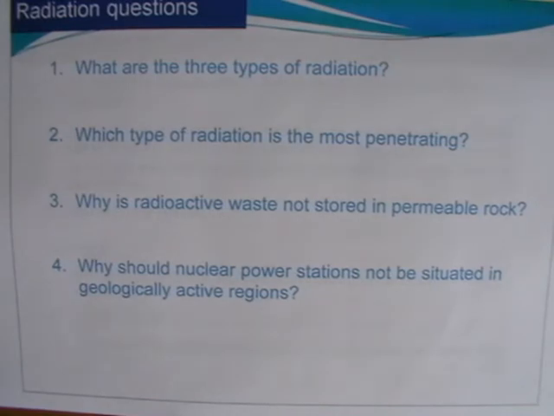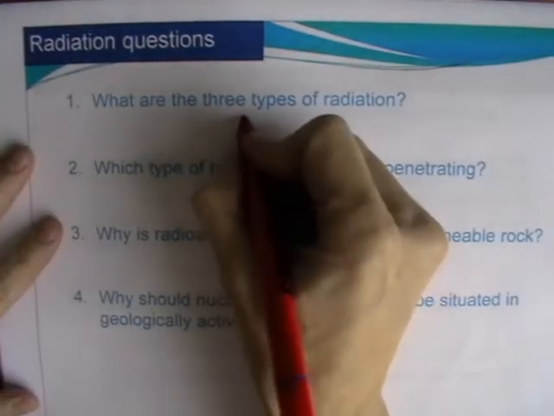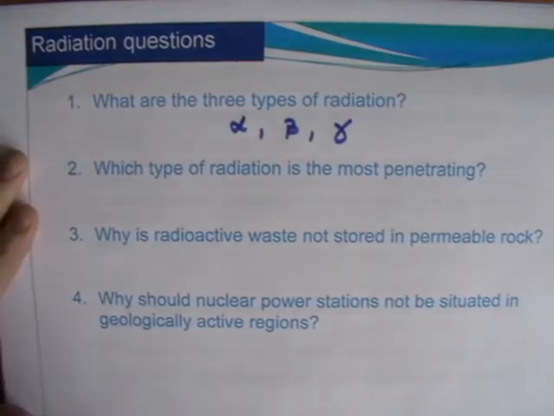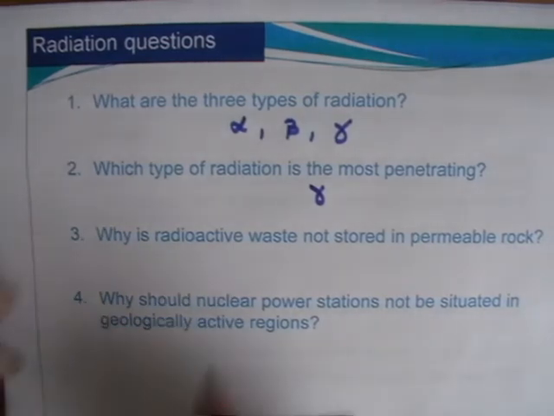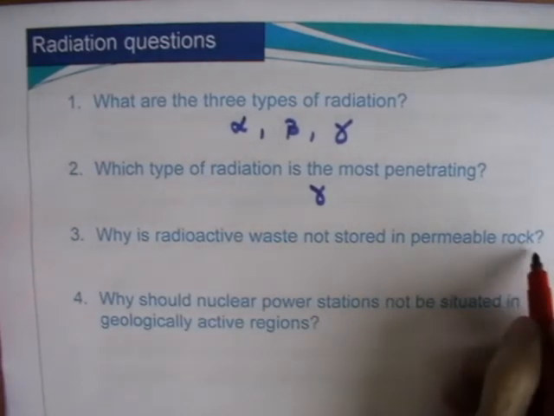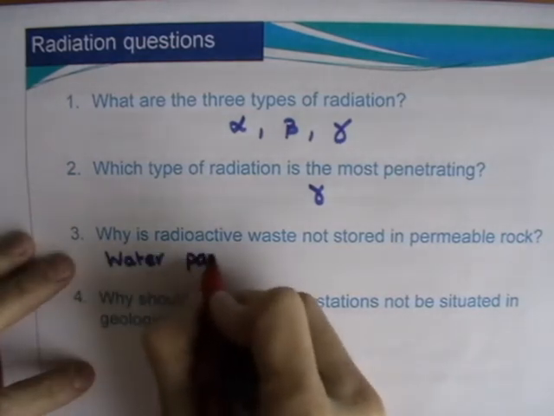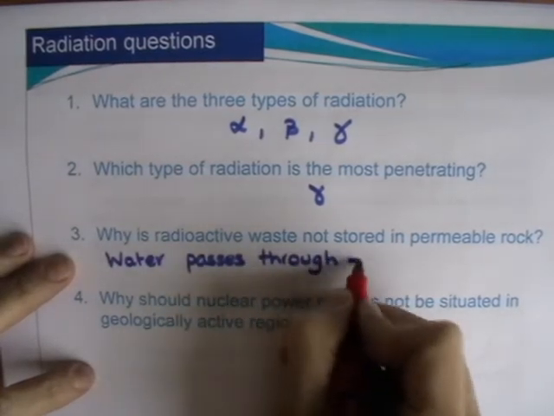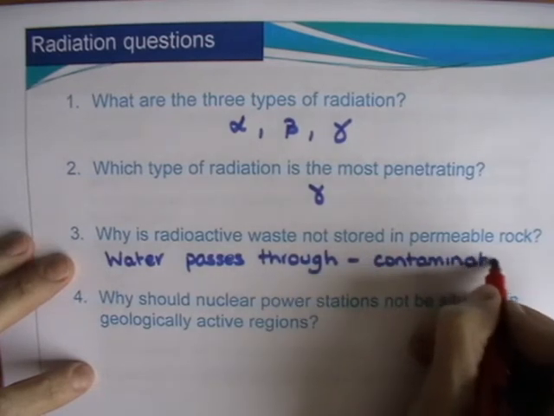Okay, these are a couple of wee radiation questions for you. It says, what are the 3 types of radiation? So they're alpha, beta, and gamma. Which is most penetrating? Now, gamma is the most penetrating and the most dangerous. Why is radioactive waste not stored in permeable rock? So if water passes through, as it does, then it will become contaminated. And then it might get into our water system, our water supply.